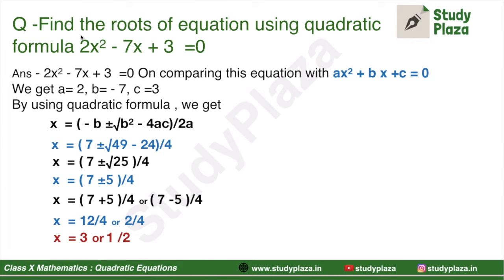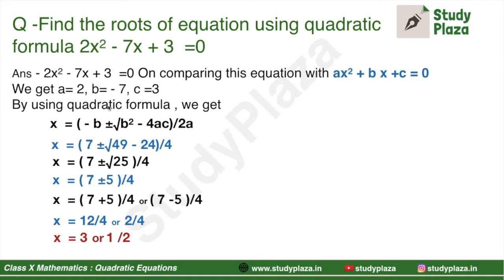Let us solve a few questions to understand the concept of finding the roots of the quadratic equation. Here the question is to find the roots of the quadratic equation by using the quadratic formula, and the equation is 2x square minus 7x plus 3 is equal to 0. When we compare this equation with our quadratic equation, that is ax square plus bx plus c is equal to 0, we get the value of a as 2, b as minus 7, c as 3.